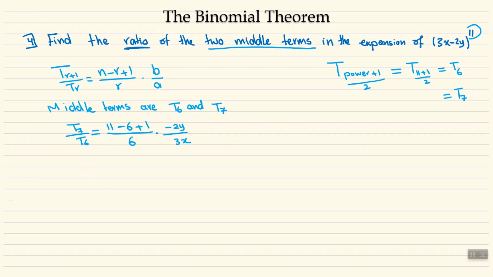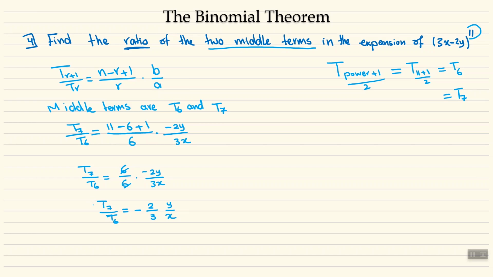Now, a common mistake for a lot of students here is that they say 6 plus 1 is 7, and then they say 11 minus 7. 11 minus 7 is 4. That's not right. That's wrong. Why? Because this is not 6. This is minus 6. Minus 6 plus 1 is minus 5. 11 minus 5 is 6. So again, T7 over T6 equals. You can say 11 minus 6 is 5. 5 plus 1 is 6. So this is 6 over 6 times negative 2y over 3x. Cancel 6 with 6. So T7 over T6 is equal to negative 2 over 3 y over x.